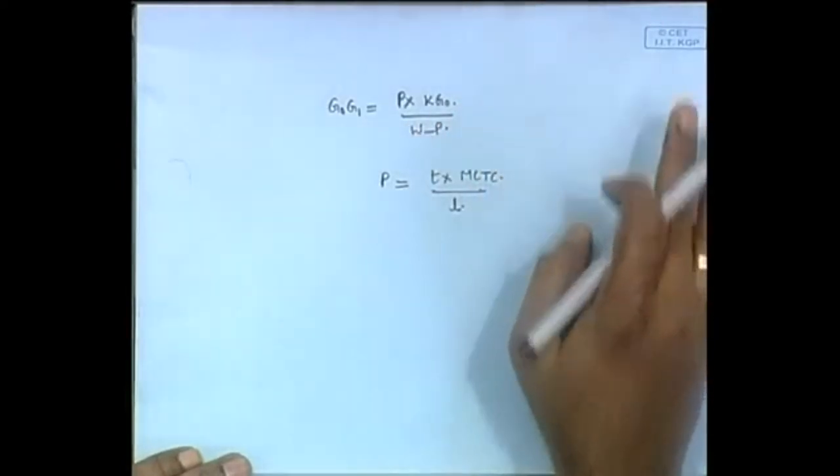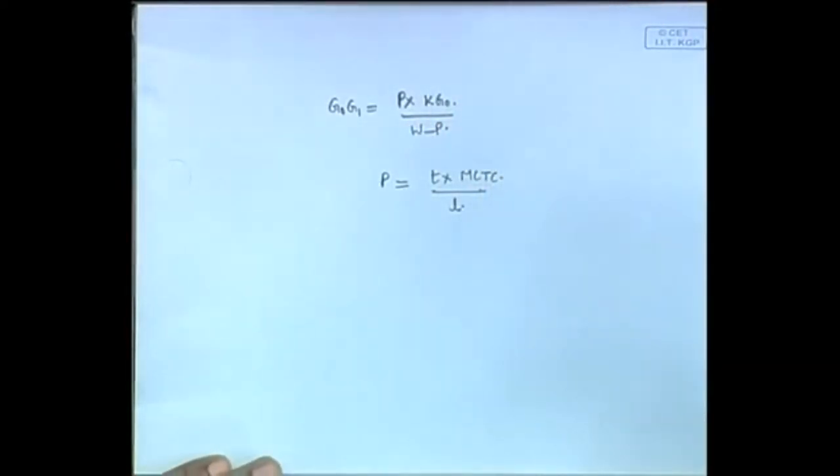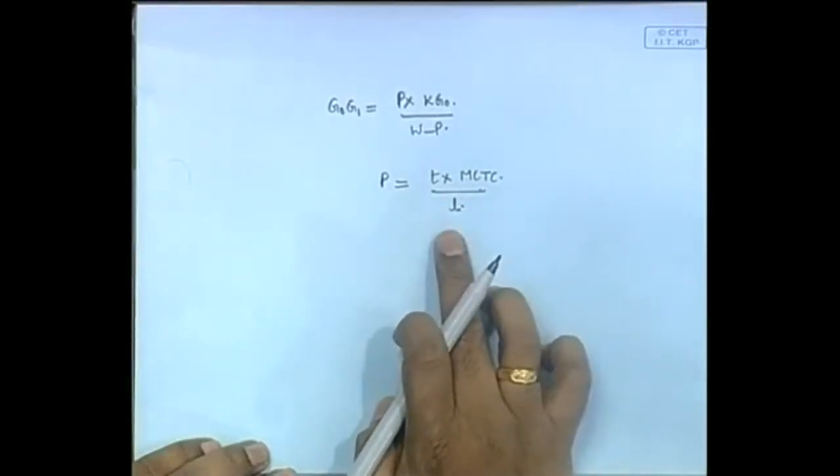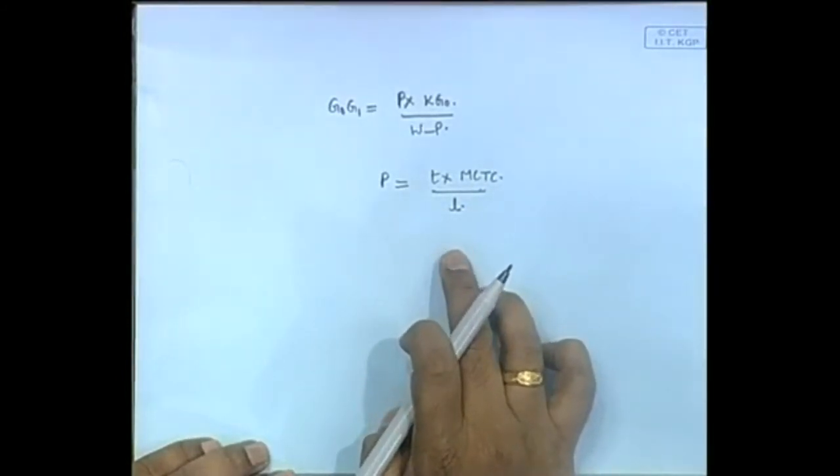What they have assumed here is that the ship trims like this. It comes and hits here and then the trim becomes 0. So, the change of trim is the current trim. That is how you do this kind of problem when it is trim. So, when it initially comes like this, hits here and then sits down, the change of trim is equal to the trim, which is T into MCTC by L. So, this gives you P.